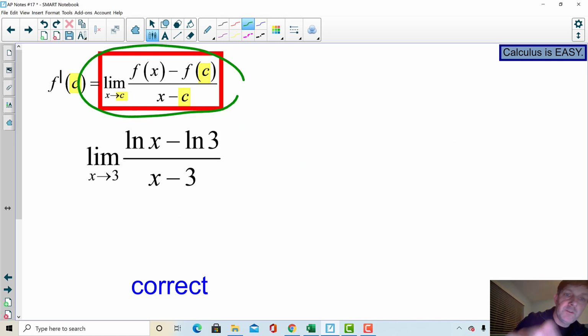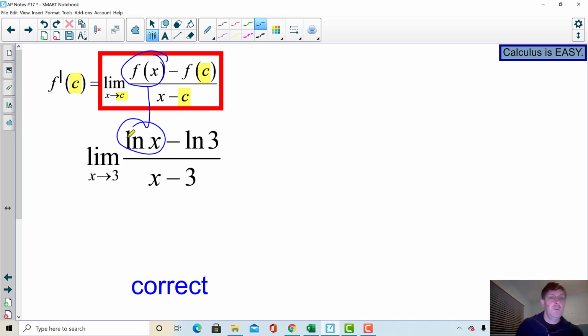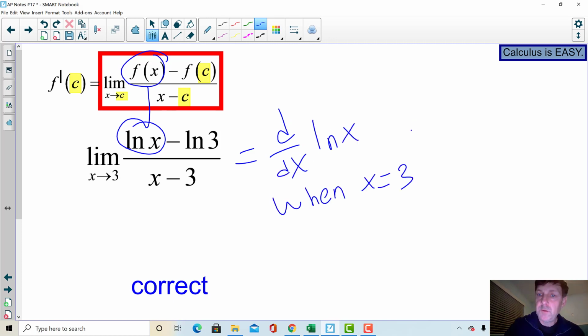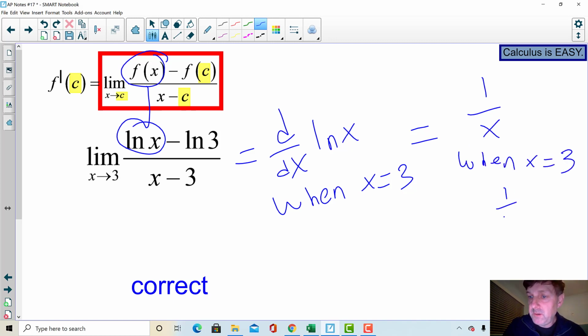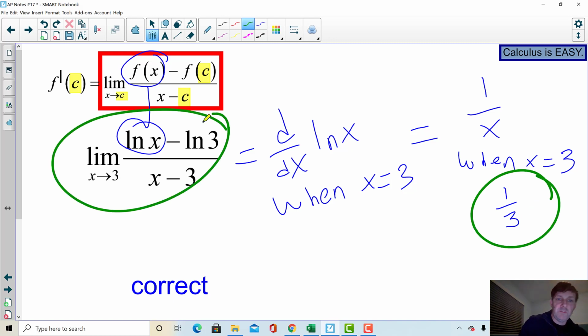Here, we're using a different definition of derivative. It's the third one that we learned. You can probably see that the function is ln of x. So we're doing the derivative of ln of x when x is 3. Derivative for ln of x is 1 over x. And if you plug the 3 in for x, you get 1 over 3. And that's your final answer. So this limit is just equal to 1/3.